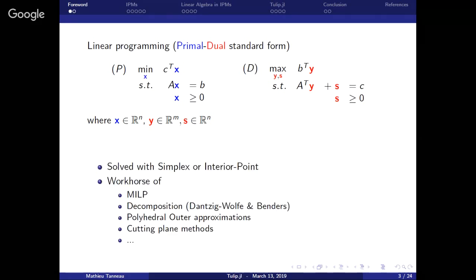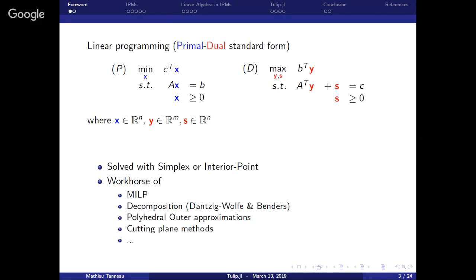Okay? So LP has been around for about 70 years. You can classically solve LPs with either the Simplex algorithm or an interior point method. These are the two most classical methods. There are other algorithms you can use, but I'm not going to focus on that. And LP is important because it's essentially used in a huge number of problems. So I'm personally involved with mixed integer linear programming, where you essentially solve sequences of LPs. If you've ever worked with decomposition methods like Dantzig-Wolfe decomposition or Benders' decomposition, you alternate between solving LPs. If you're doing polyhedral outer approximation for, say, conic optimization, you're going to solve LPs. If you're doing cutting plane methods, probably you end up solving LPs, and so on and so forth.